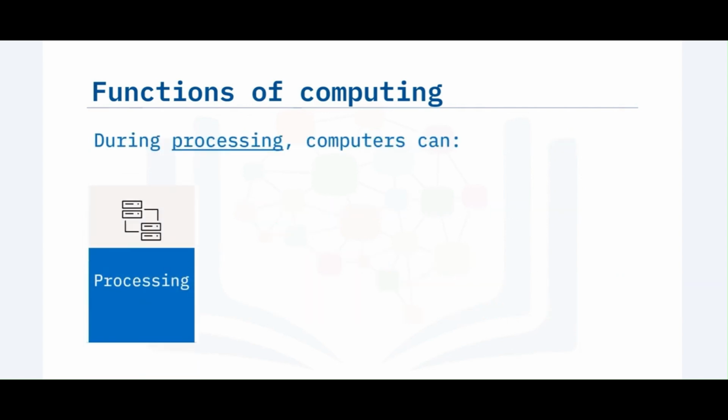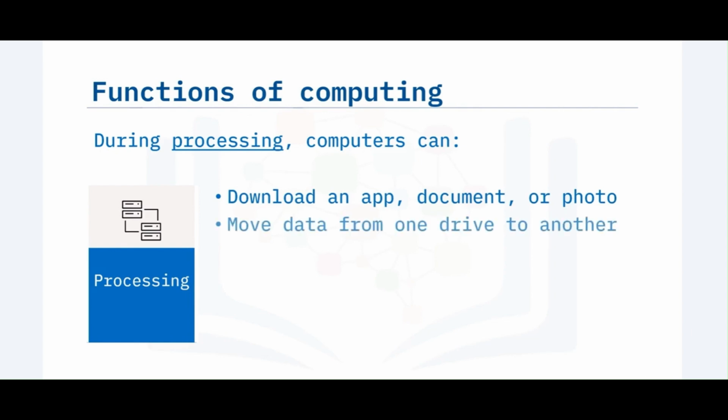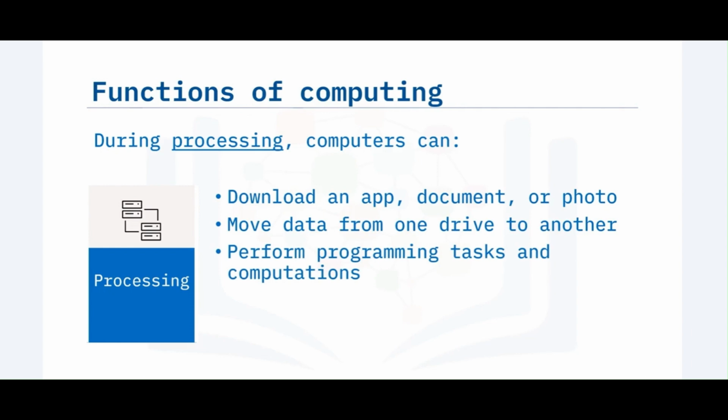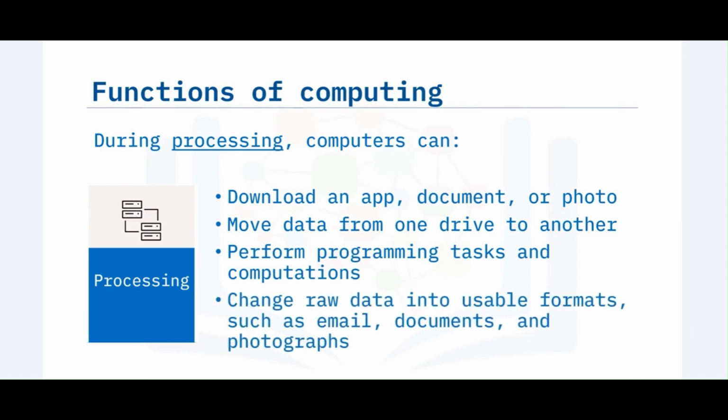Next, processing happens when the computer receives the input and then converts the data into a format or action that a user can recognize and use. Examples include downloading an app, document, or photo, and moving data from one drive to another. Processing also occurs when the computer performs programming instructions, such as data calculations or even instructions to fly a rocket to the stratosphere and back. Technically, processing happens when raw data changes into usable formats, such as email, documents, and photos.